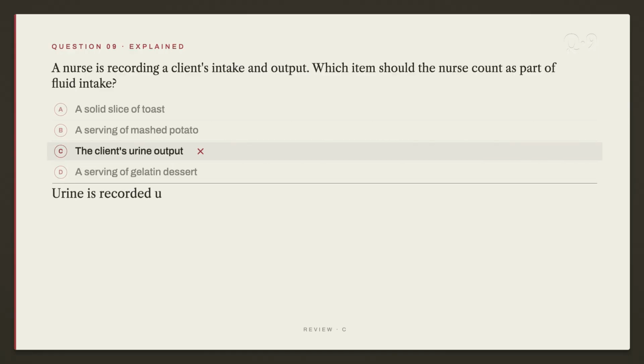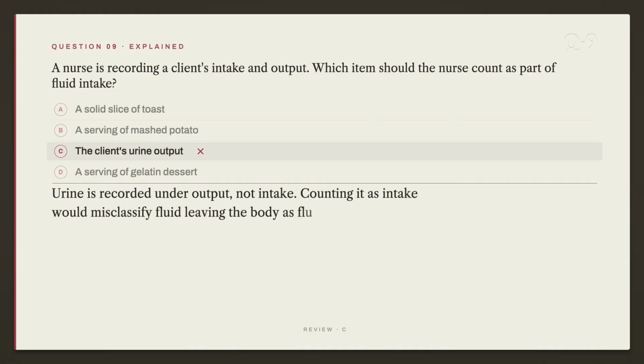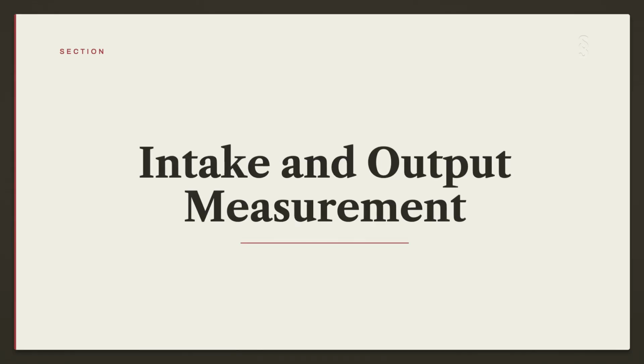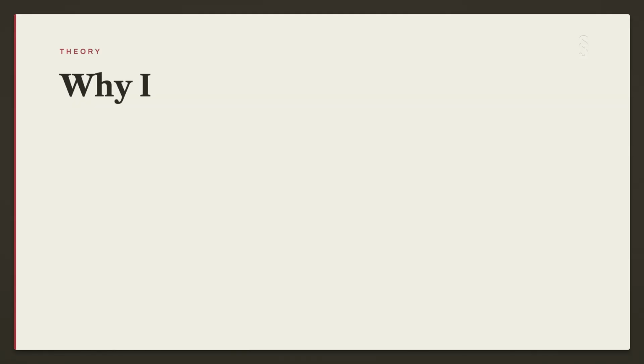C is wrong because urine is recorded under output, not intake. Counting it as intake would misclassify fluid leaving the body as fluid taken in, which distorts the client's fluid balance record. Intake and output measurement is the systematic tracking of every fluid entering and leaving the body, building a running picture of fluid balance that no single observation can supply.